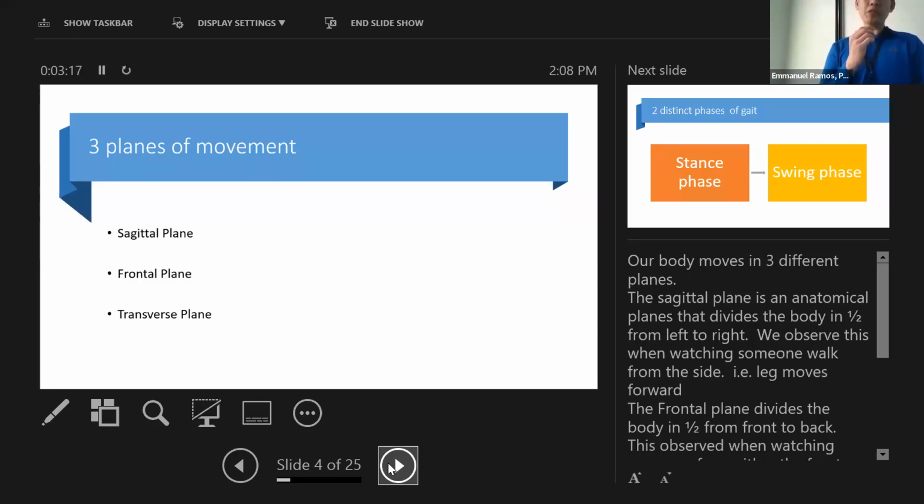Lastly is the transverse plane. Transverse plane means imagine you're going to be cut into half, top and the bottom. So as physical therapists, we look at how your upper body is moving with your lower body, how your shoulder is turning, how your hips are turning, how your trunk is rotating when you walk, all right?